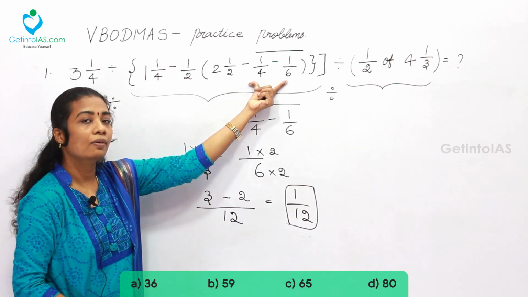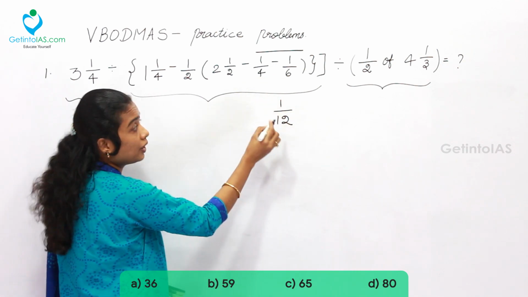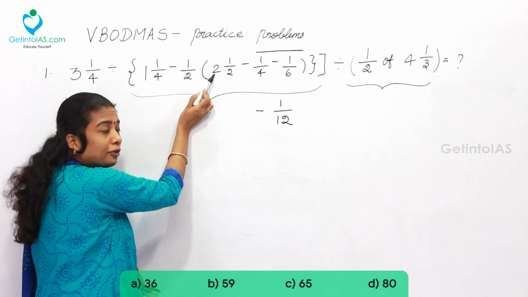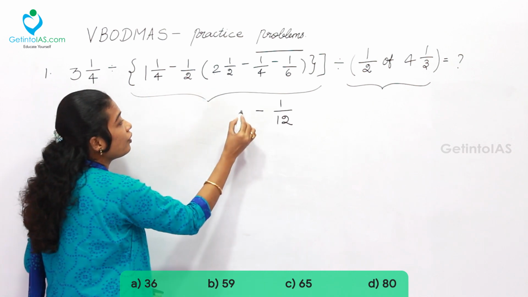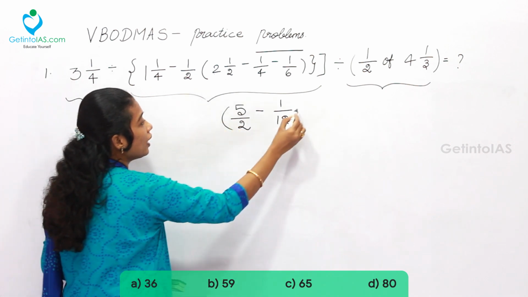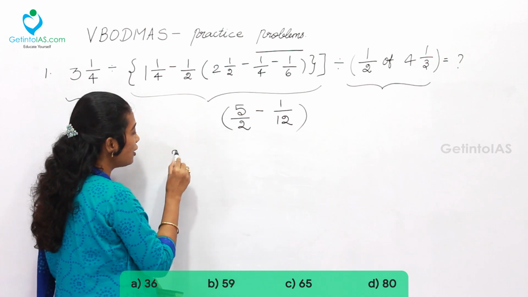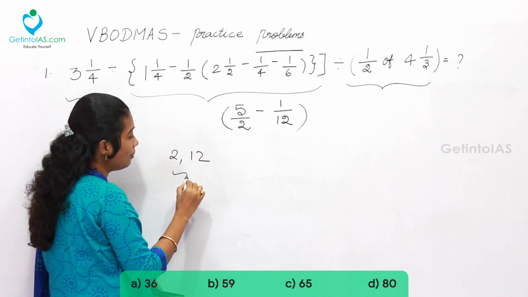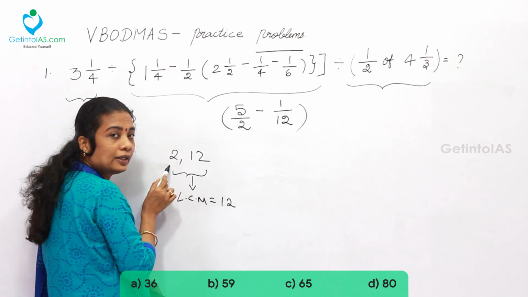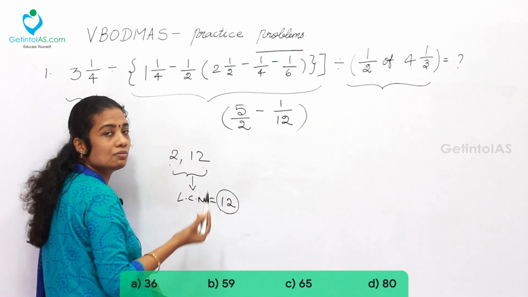Directly you can substitute here 1 by 12. For that I have taken 1 by 12. Then you can take the negative 2 1 by 2, which is going to be the improper fraction: 2 into 2, 4 plus 1, 5 by 2. As the next step, you can solve the small brackets. So here what is the LCM of 2 and 12? The LCM will be 12 itself. How? 2 is completely divisible into 12. That's why we can say the LCM is 12.